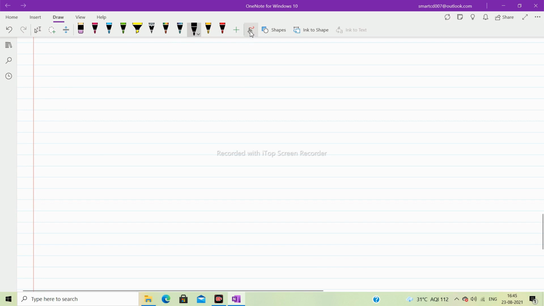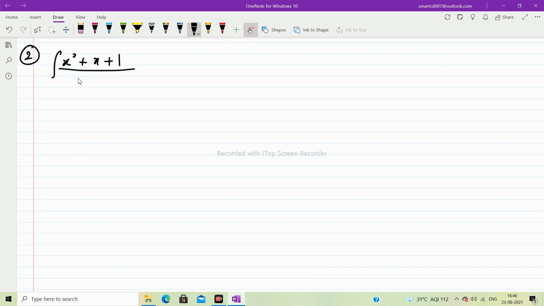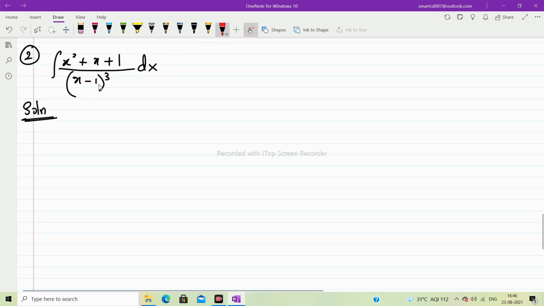Let's check the second question for today. So let's say the question is now we have integration of x square plus x plus 1 upon x minus 1 the whole cube dx. So if you want to solve this question, now we have repeated linear factors. However, this time we have 3.